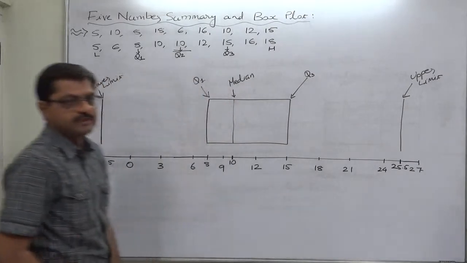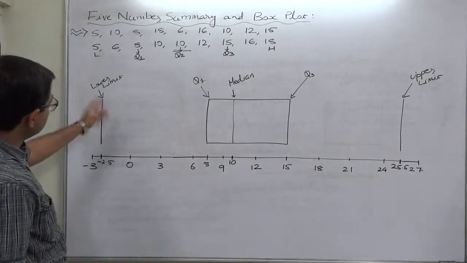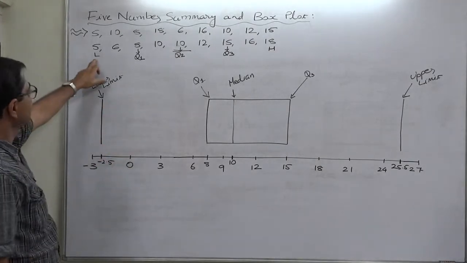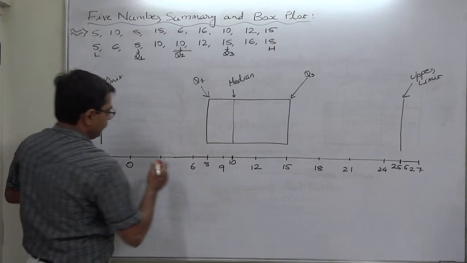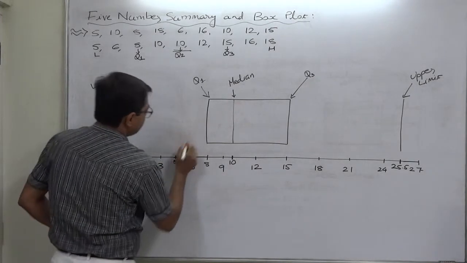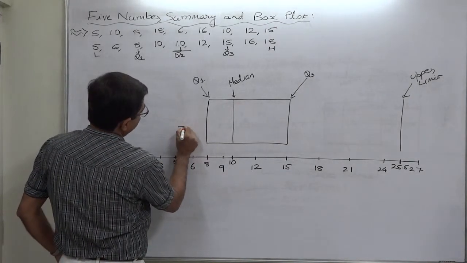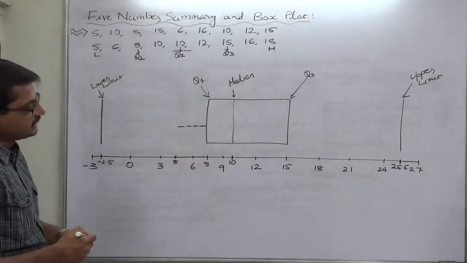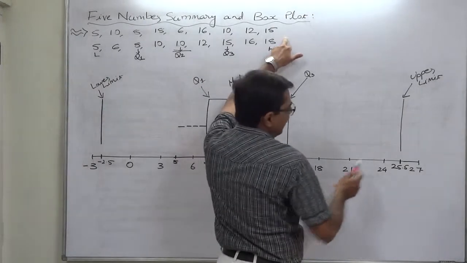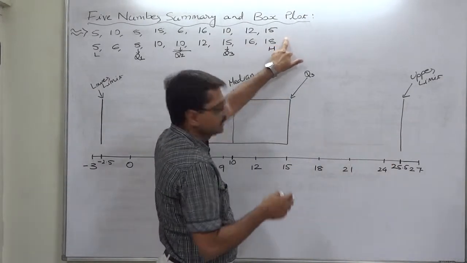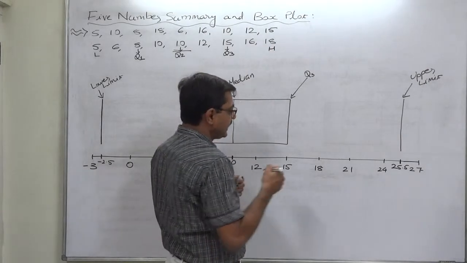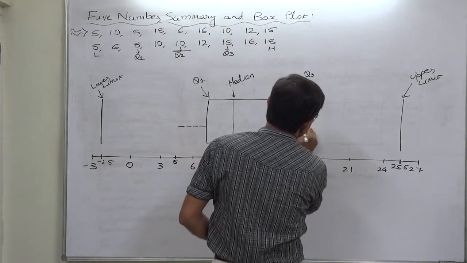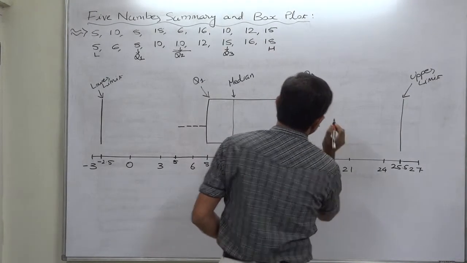But now it is the turn of whiskers. Which is the lowest value within the lower limit? It is 5. That is our lowest data value, 5. So whiskers will be from 5 to Q1 on the left hand side. Similarly, which data value is the highest but within the upper limit? Our highest data value, 18 itself. So the whiskers on the right hand side will be from Q3 to 18.